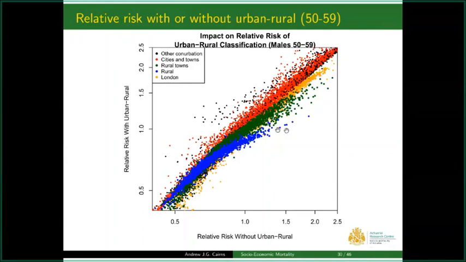And this curvature here tells us that at least if you live in a rural area, then the mortality rates are not as sensitive to the underlying socioeconomic factors.